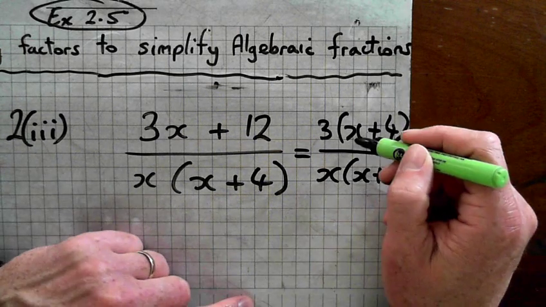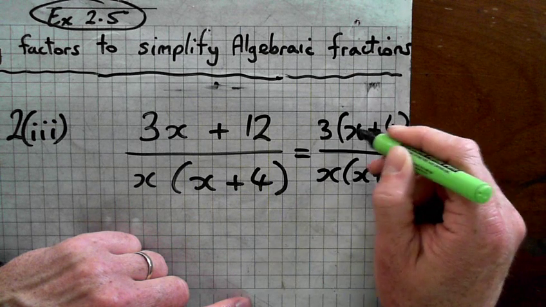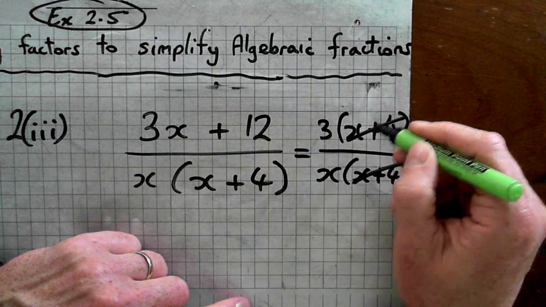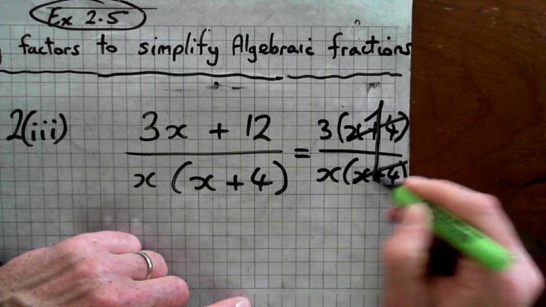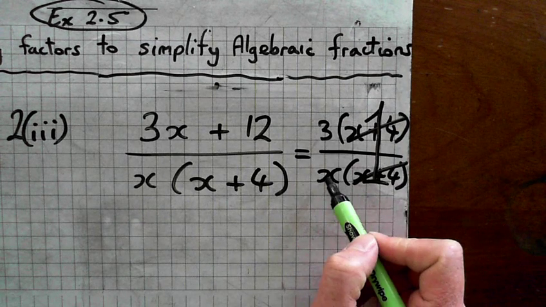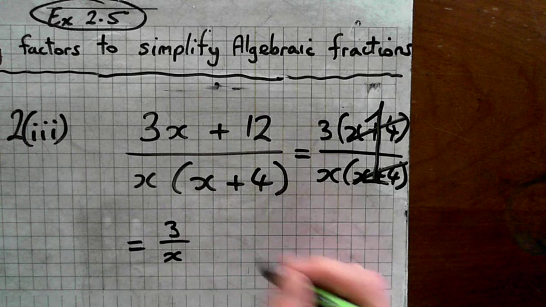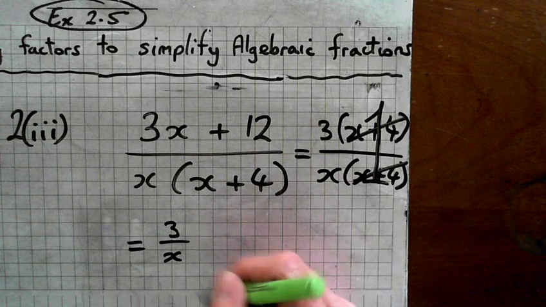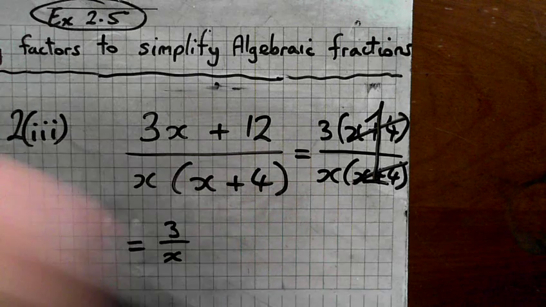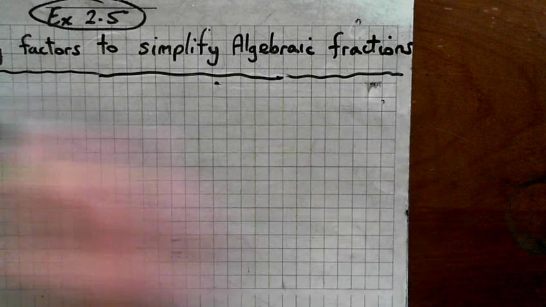Alright. So now, what's x plus 4 divided by x plus 4? 1, isn't it? Okay, so what are we left with? We're left with 3 over x. 3 over x times 1 is just 3 over x. Right, the next one. Is that okay?